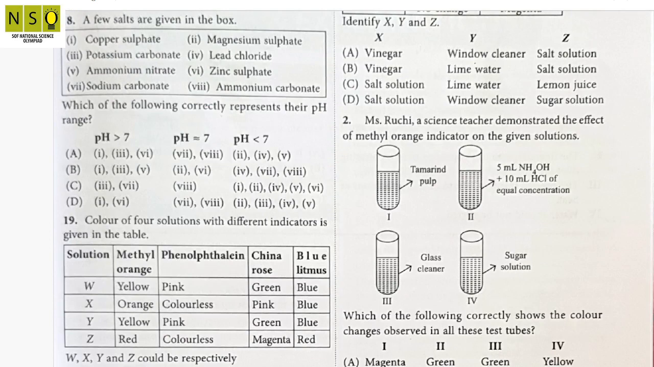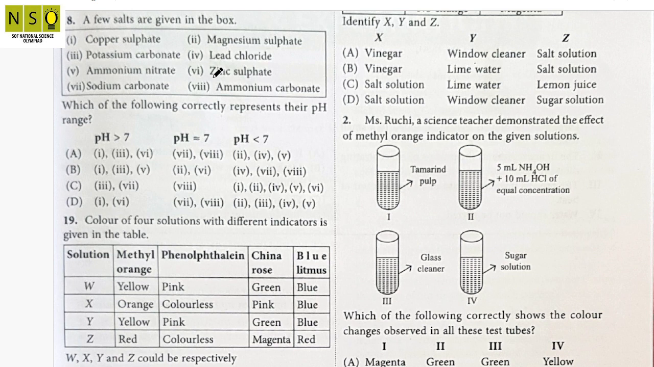Okay, now next we move to question number 18. What is it? A few salts are given in the box: copper sulfate, potassium carbonate, ammonium nitrate, sodium carbonate, magnesium sulfate, lead chloride, zinc sulfate, ammonium carbonate. Now we have to find the pH range of them correctly. pH can be greater than 7, equal to 7, or lesser than 7.